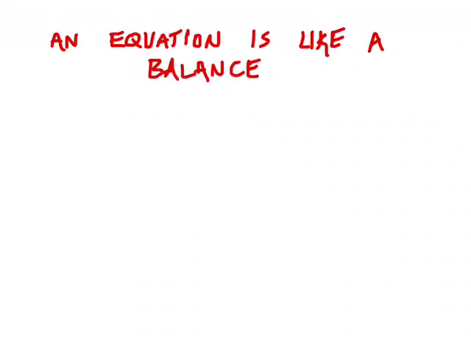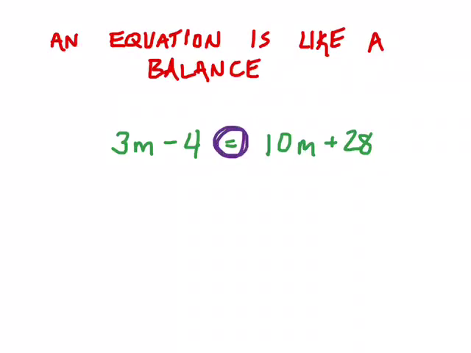So the first and probably most important thing that I want you to remember is that an equation is like a balance, and let me explain what I mean by that. Regardless of what an equation looks like, what's on the different sides of it, when we see that equals sign in the middle, what the equals sign is telling us is that the two halves, the two pieces of the equation, have the same value. Another way of thinking about it is that they're in balance with one another.